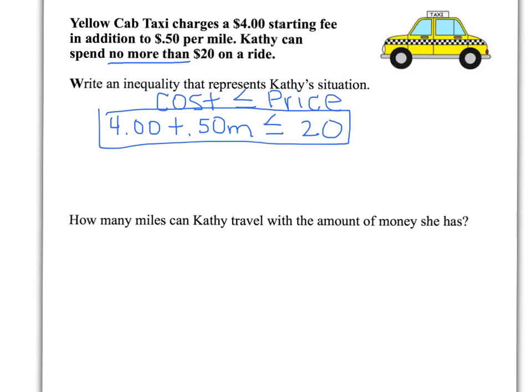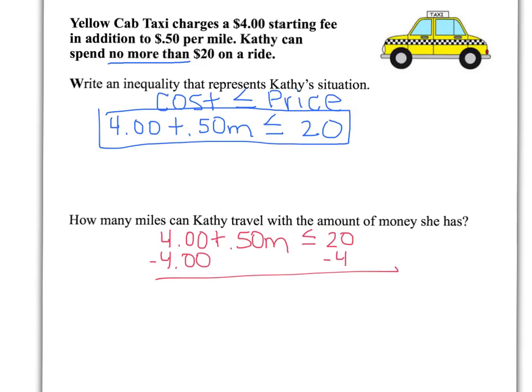Now the second question says, how many miles can Kathy travel with the amount of money she has? In order to figure this out, what we can do is we can solve the inequality. This is what we were doing in Learning Plan 3.1. Remember, we're going to solve this just like an equation. So I'm going to start out with first subtracting 4 from both sides of the inequality. That's going to leave me with 50 cents times m less than or equal to 16. Then my last step is to divide by the 50 cents. That's going to give me m is less than or equal to 32.